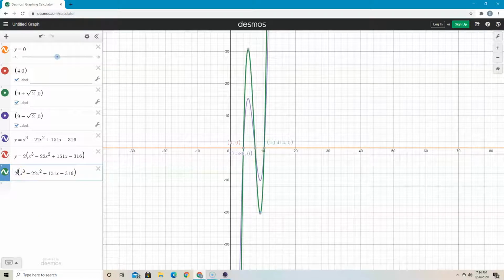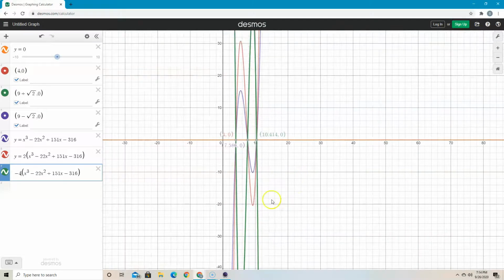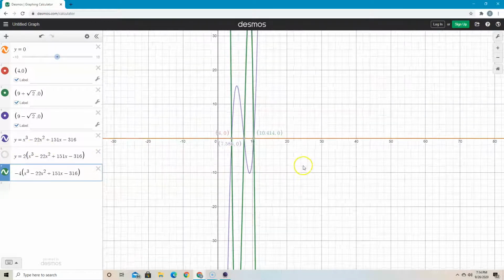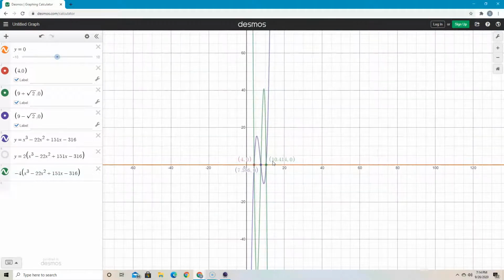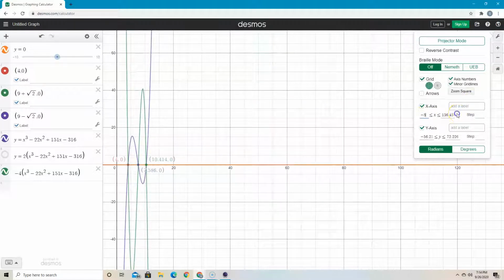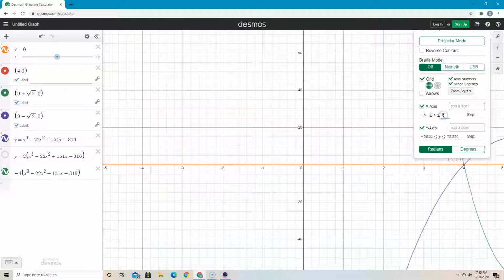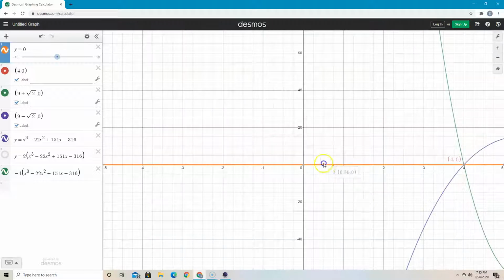Now I'm going to multiply it, let's say, by a negative number. Say a negative 4. Now it's starting to get a little messy here, kind of hard to see. So let me turn off this one. The purple one was the original one, and the green one, let me change the window here so we can see it better. Let's see how that works.